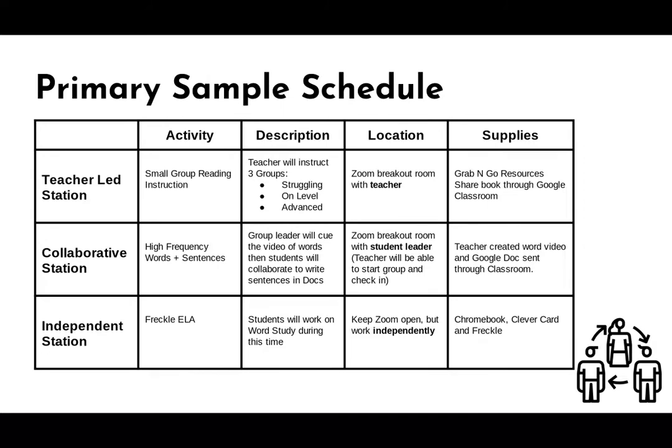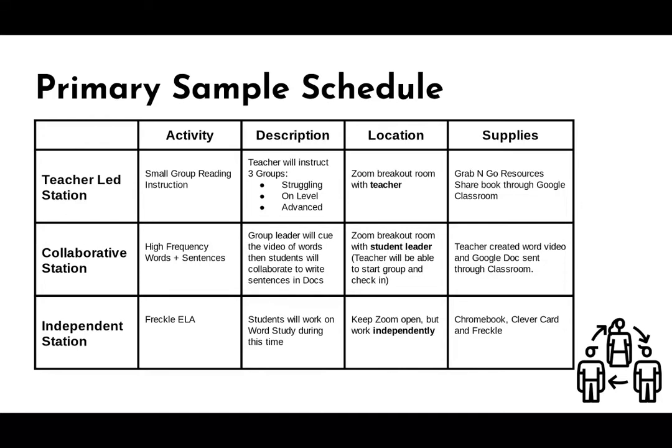Jordy's put together a sample primary schedule. In his teacher-led station, he's going to do small group reading instruction. He's going to have 3 different groups. So his target groups are going to be struggling, on level, and advanced. And they'll be in their breakout room. And he has the supplies that students are going to need.